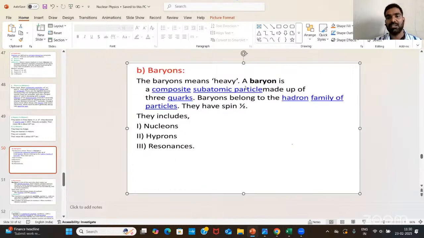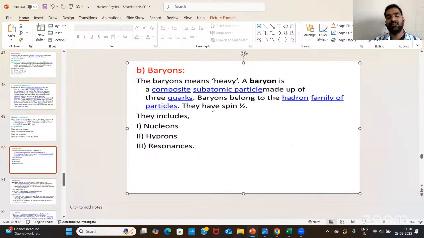So here a baryon is a composite subatomic particle made up of three quarks. Baryons are made up of three quarks, whereas mesons are made up of only two quarks, one quark and one anti-quark, right? That's why they are zero spin.